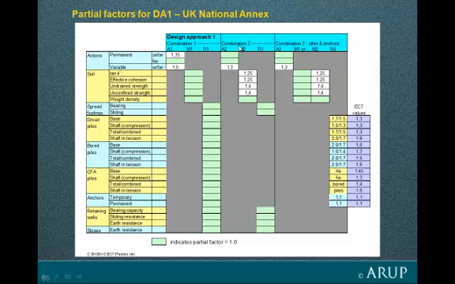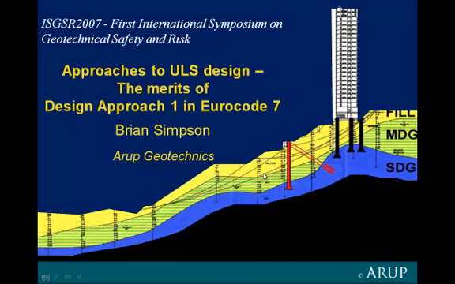separate calculations are called two combinations. Factoring the loads with unit factors, the green cells mean unit factors on everything else, then a separate calculation, small factor on variable loads, and factoring the material strengths. Different approach for piles and anchors. The reasons for these choices are written up in a paper that is available: Approaches to ultimate limit state design, the merits of Design Approach 1.